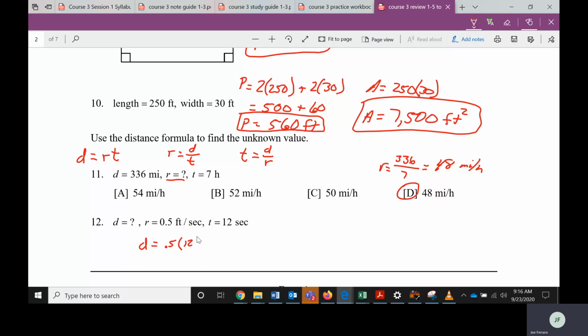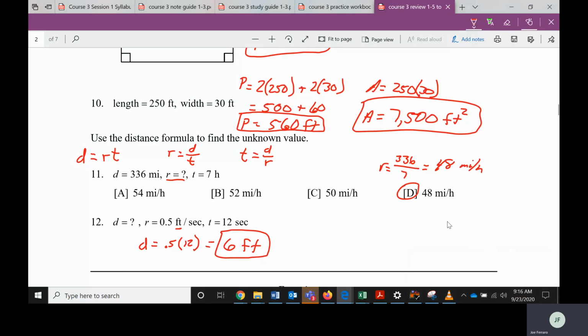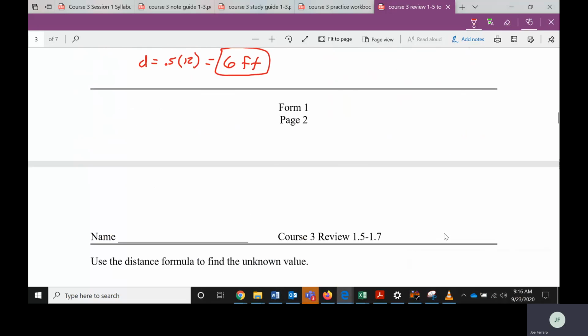Okay, so we're going to go 0.5 times 12, and that just means half times 12, so it's 6. Now, part of this point will be labeling it correctly. So if you got 6, you'd be good. So distance, we have to have a label that means distance. So if the rate is in feet per second, the distance part of that is feet. So the distance here is 6 feet. Okay, so again, make sure you are labeling on those type of problems.